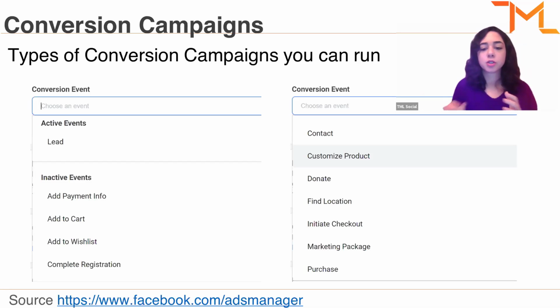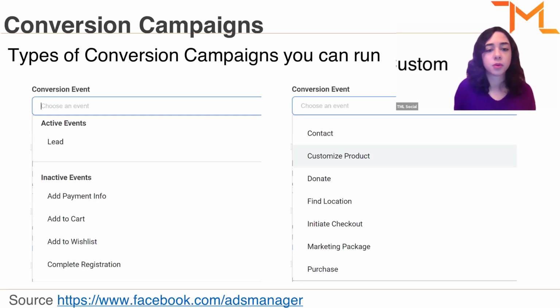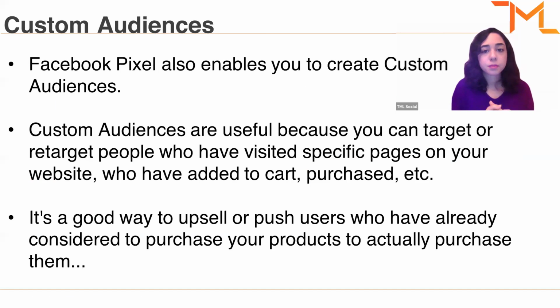And so, you know, there are so many options. They work for so many companies. They work for service providers like us. They work for retail businesses. There's even a donate option for nonprofit organizations. And so you can really do so much with Facebook Pixel, no matter the type of company that you are.